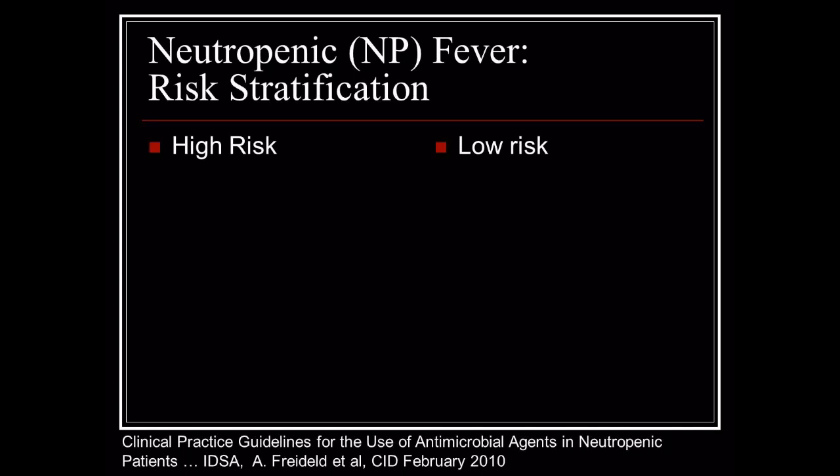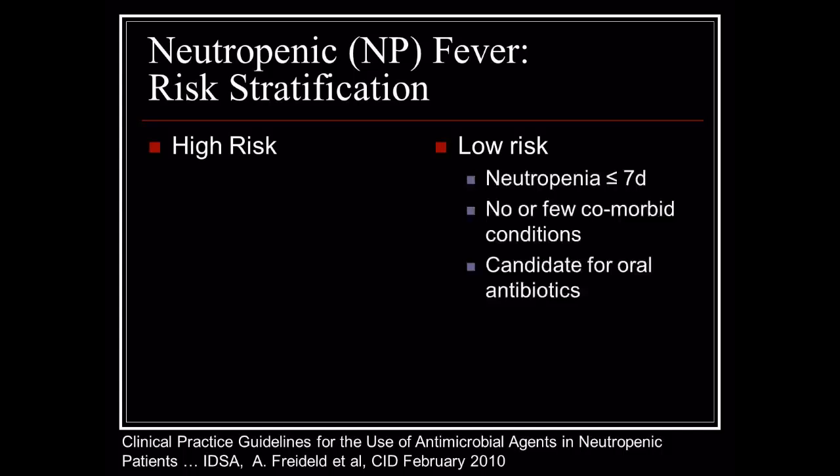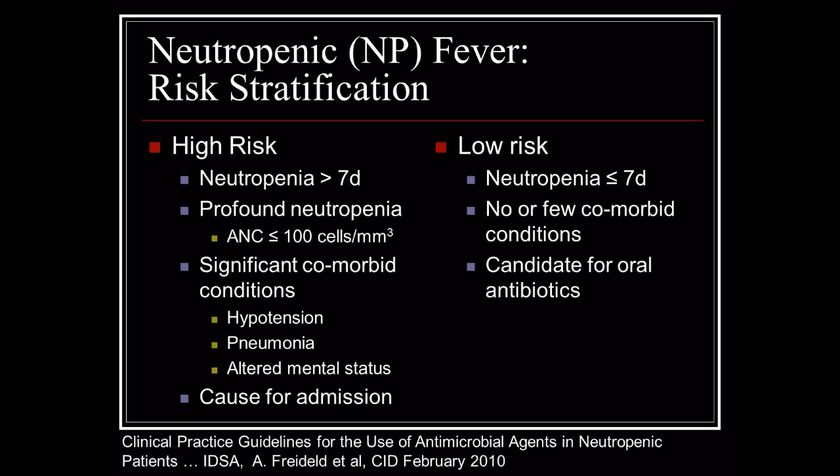IDSA has a comparison of low risk factors for neutropenic fever versus high risk factors. Low risk is neutropenia deemed to be less than 7 days, no or few comorbidities, and being a candidate for oral antibiotics. Conversely, a high-risk patient has neutropenia expected to be more than 7 days, profound neutropenia being less than 100, and significant comorbidities at the time of your initial phone call, such as hypotension, pneumonia, or altered mental status, and they have to be admitted.